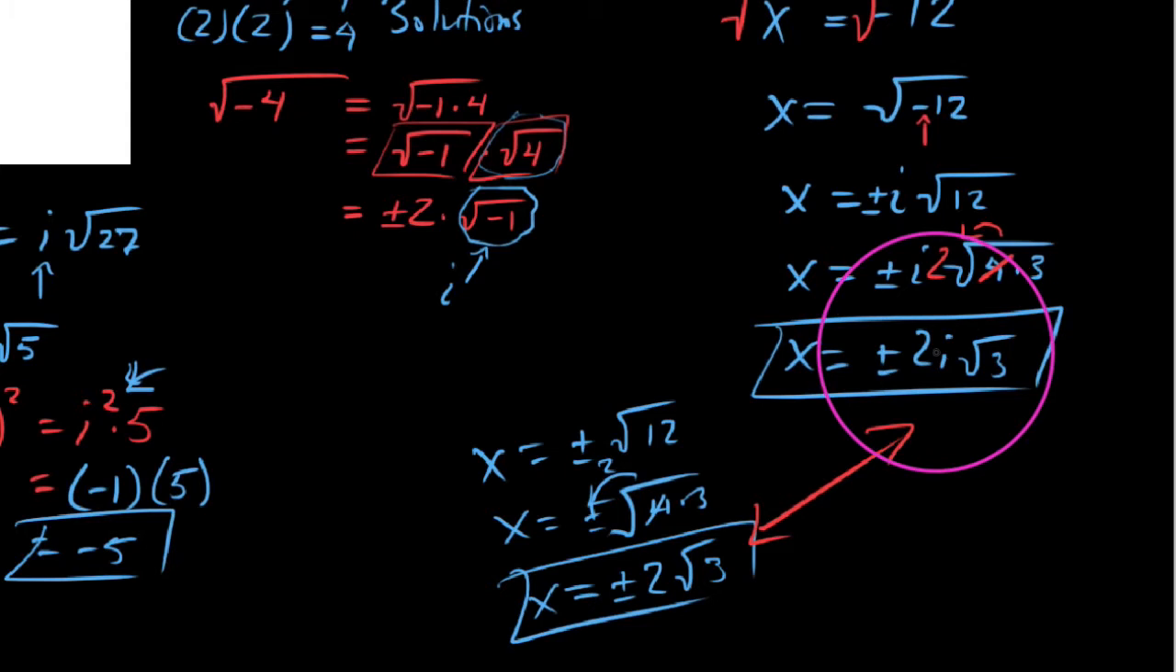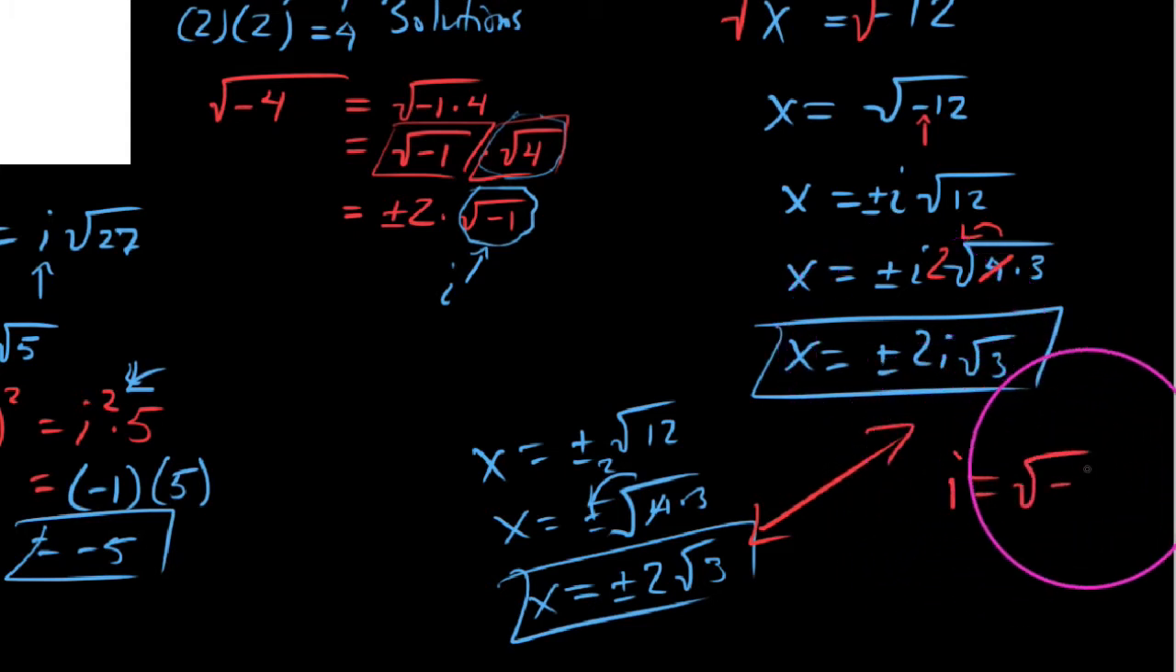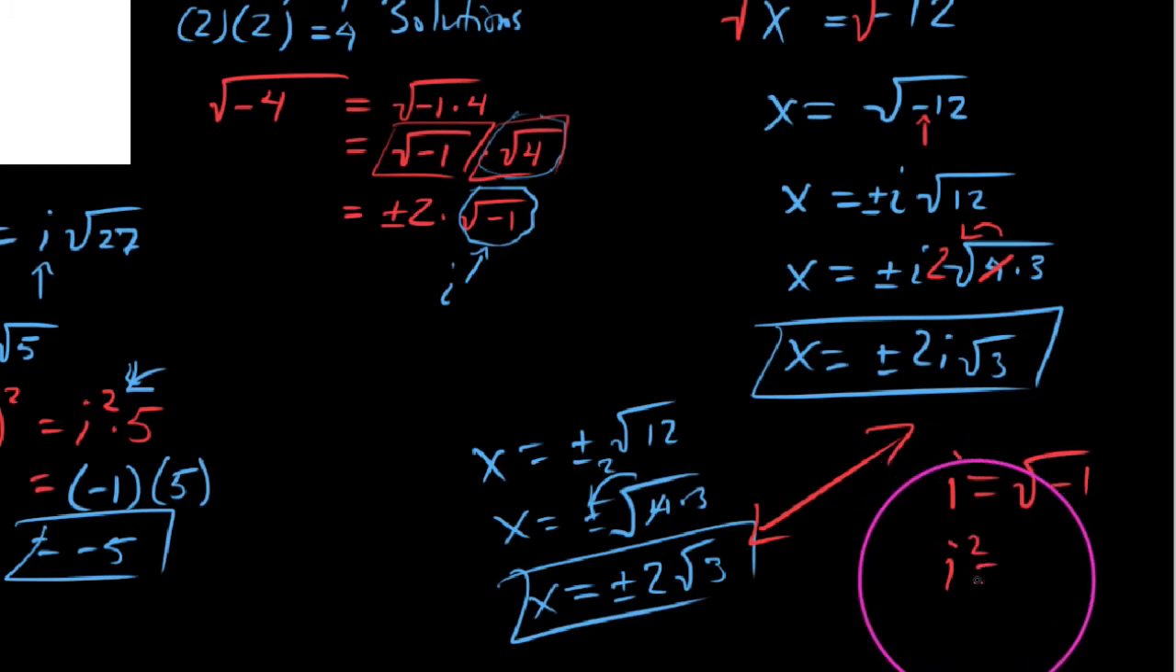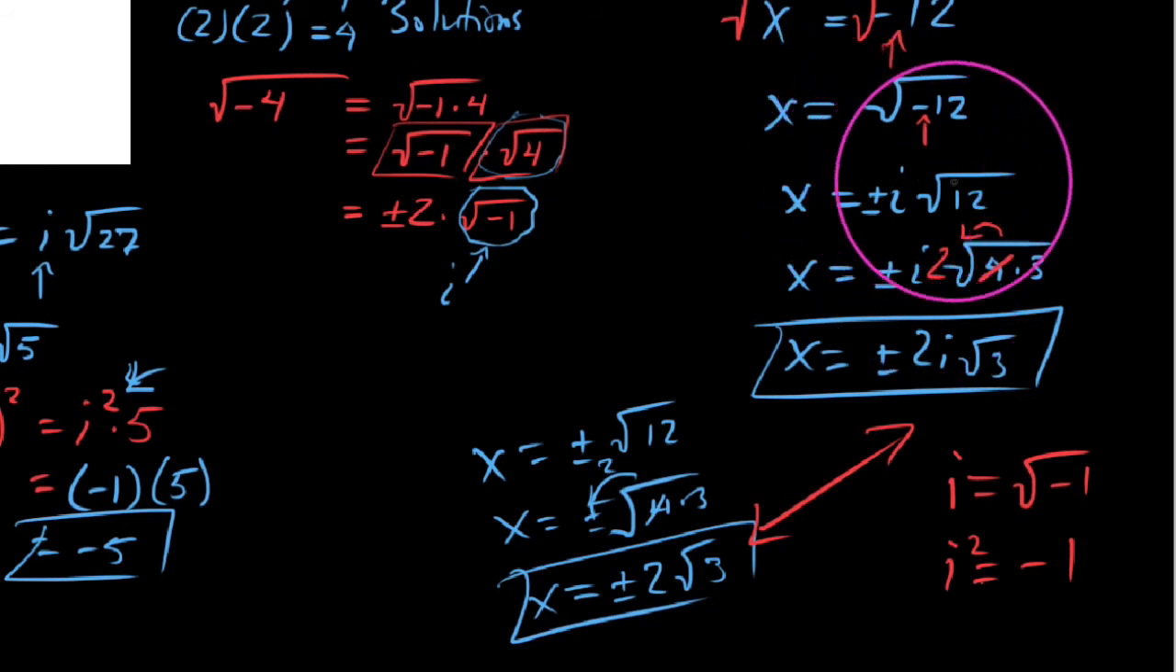So the whole gist of this video is, hey, i is equal to the square root of negative 1. i squared, well, that equals just negative 1. And bottom line is, if you ever have a negative inside your radical, as you do here, just put an i out front and make what's in there positive and deal with it as you normally do.